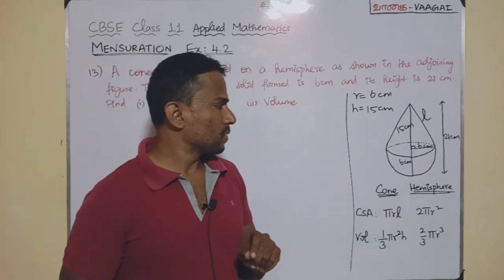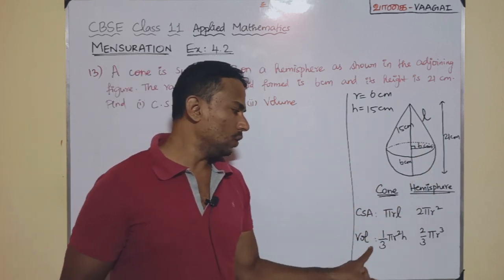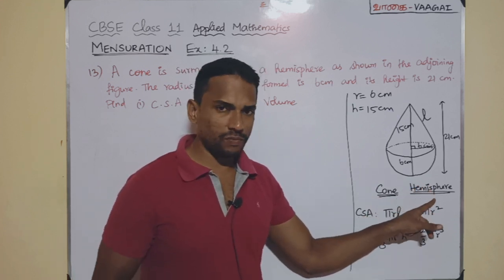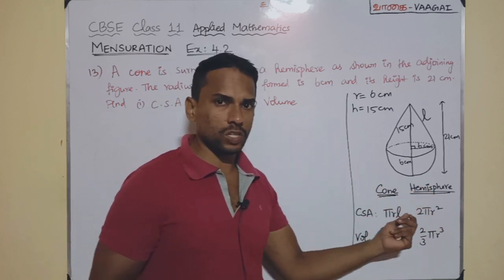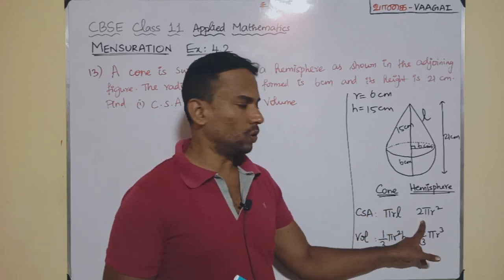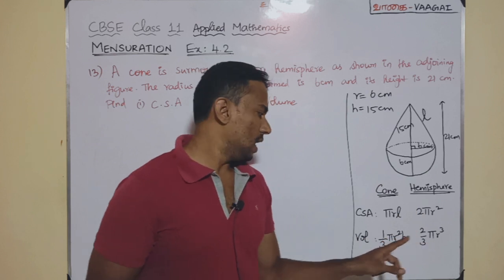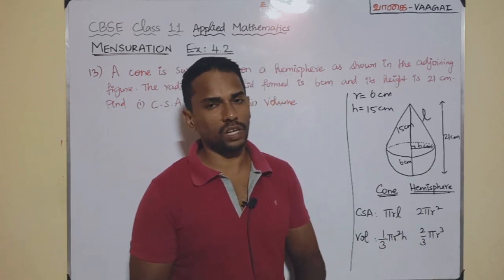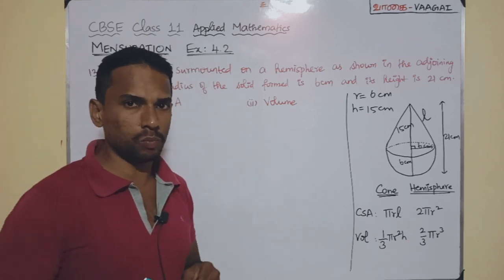And what about the volume? Volume will be 1 by 3 pi r square h. And for a hemisphere, you have only one dimension, which is the radius. CSA, the curved surface area, is going to be 2 pi r square, and volume is going to be 2 by 3 pi r cube. So these are the formulas we are going to use here to solve the problems.